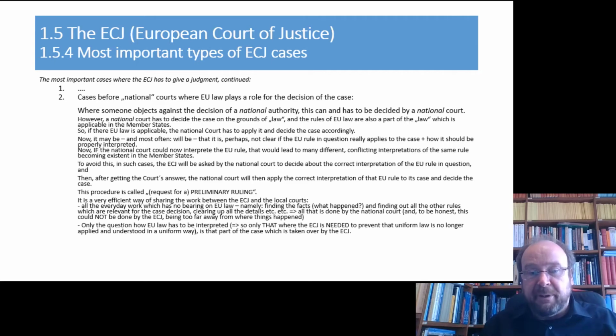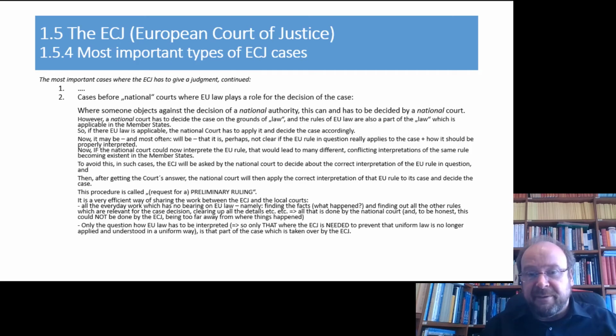Now, where EU law is applicable, one has to prevent that everyone does with EU law what they want. We want to secure a uniform interpretation. So in that case, the national court in question has to apply EU law, but we must prevent that the interpretations diverge. And that can only be done in a way that you give the authority to interpret EU law to the European Court of Justice again. So in these cases, a procedure has been established that a national court can, or sometimes must, ask the European Court of Justice for the correct interpretation of European Union law.